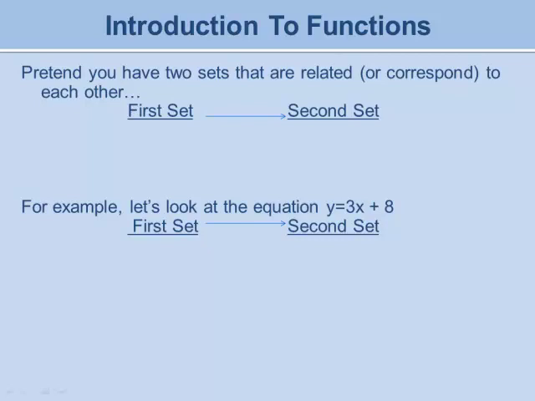So to start, pretend you have two sets that are related or correspond to each other. We'll say we have a first set and a second set, and those sets are related in such a manner that if you had something represented by a general A, when you put A into this relation or correspondence, you would always get out something, say, B. Or maybe you put in C in that first set, and when you put C in that correspondence, you got out some other value D.